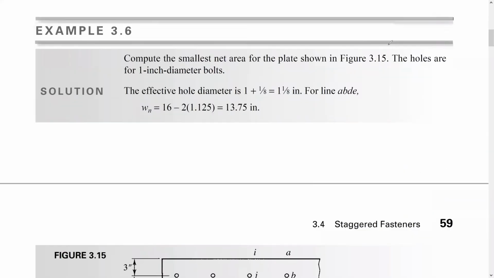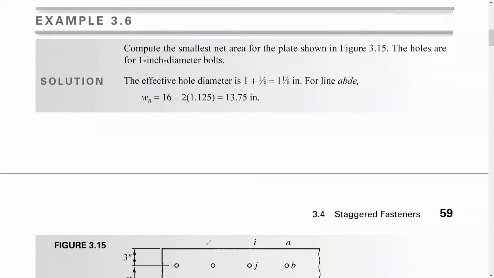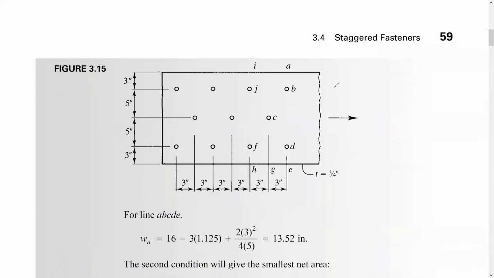In the first step, the effective hole diameter is 1 inch plus 1/8, which is 1 and 1/8 inch for any hole. Let's start with the path A, B, D, E. Let me show you which path I'm talking about. It's the path here, A, B, D, E, directly like this.